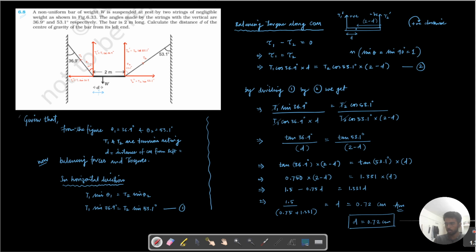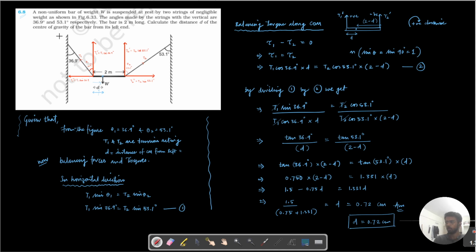So how do we have to write this in our answer sheet? First of all, we always write what is given in the question. From the figure, theta 1 is equal to 36.9 degree and theta 2 is equal to 53.1 degree. T1 and T2 are the tensions acting, and d is the distance of the center of mass from the left side, from this side, right? And this is the center of mass.